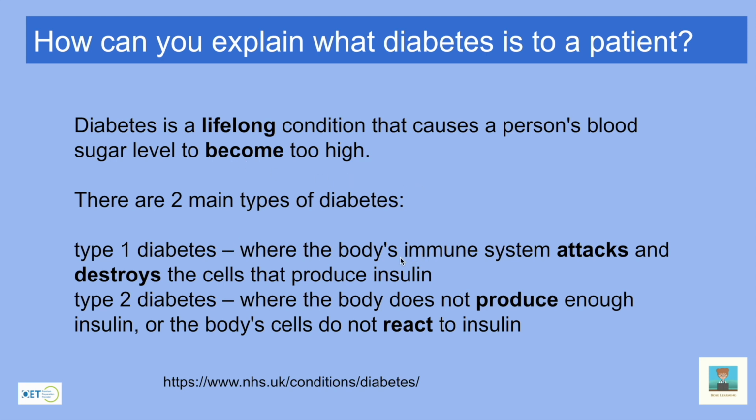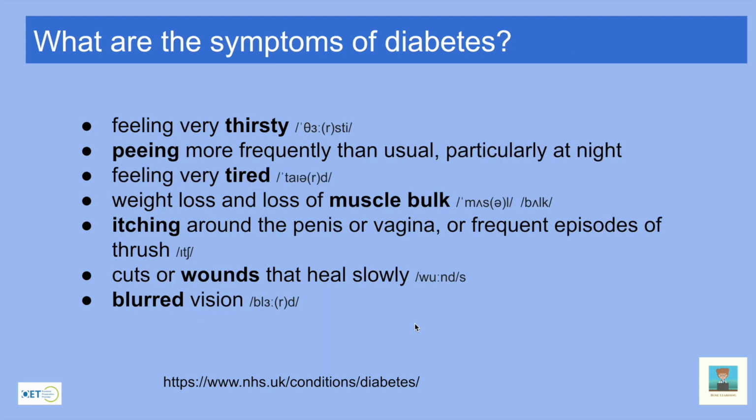Type 1 is where the body's immune system attacks and destroys the cells that produce insulin. And type 2 is where the body does not produce enough insulin or the body cells do not react to insulin in the correct way. The symptoms of diabetes, of course, are these here, and we're really going to focus on pronunciation because we've got some tricky words coming up.